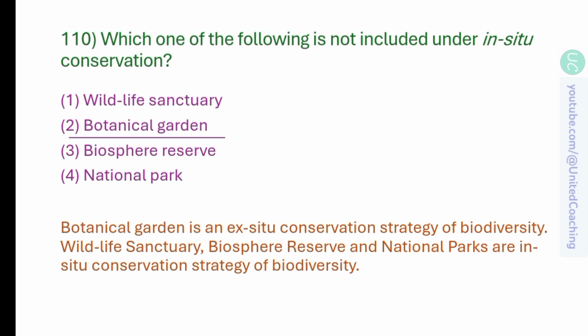Now what is in situ and ex situ conservation strategy? In situ conservation strategy involves conserving species within their natural habitats such as parks, sanctuaries and biosphere reserves, and it can also refer to recovering species populations in their natural environment, whereas the ex situ method involves moving species outside of their natural habitats to an artificial environment or off-site protections. Okay, so in this one the correct option is botanical garden.